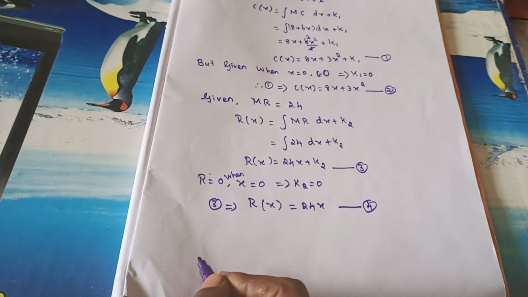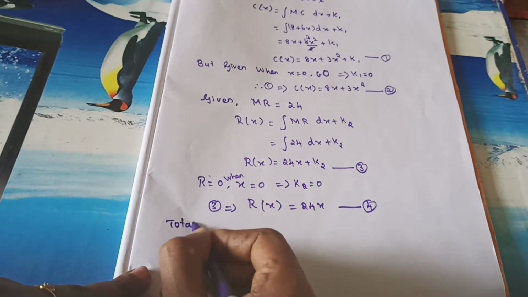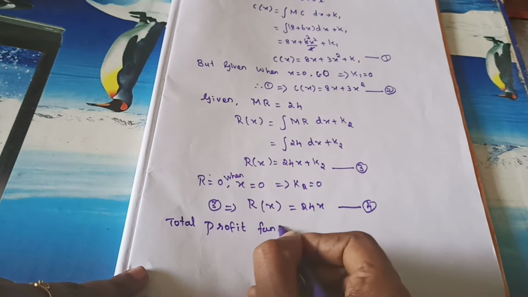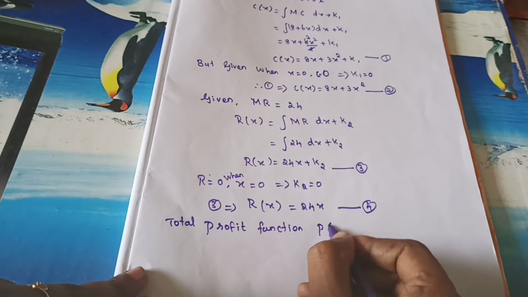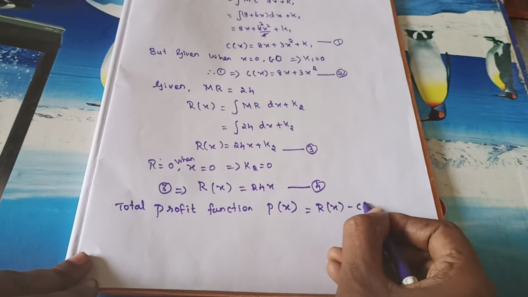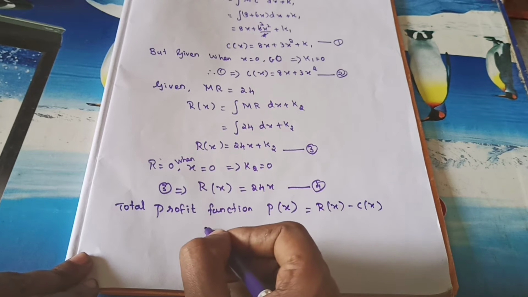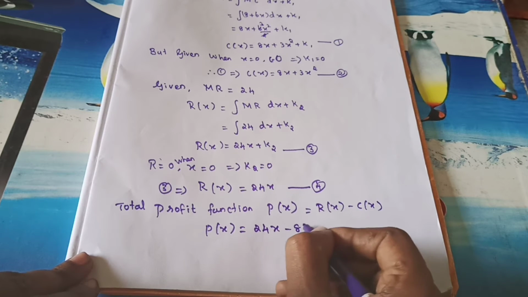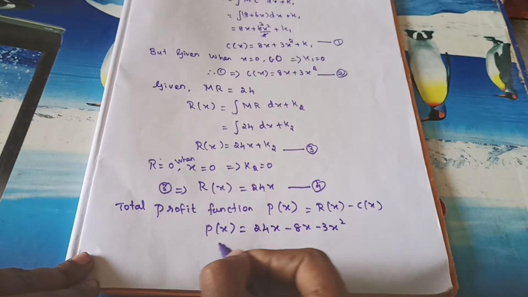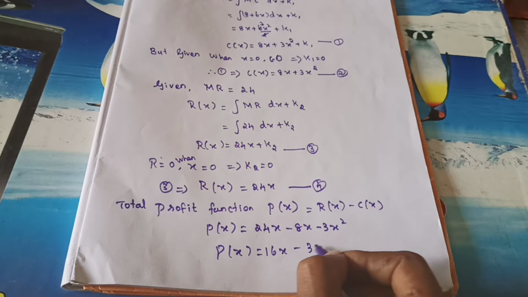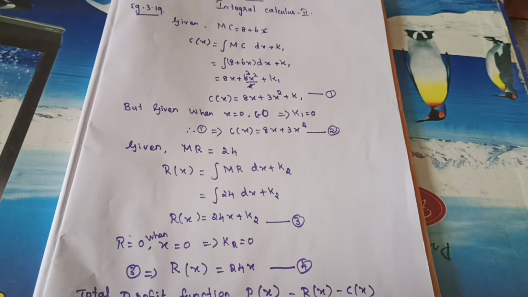Now we have found out the value of R of x and C of x. So you need to find total profit. Is it right? The total profit function P of x is equal to, the formula is R of x minus C of x. So P of x is equal to 24x minus 8x minus 3x square. So P of x is equal to 16x minus 3x square. This is the answer. Understand students?